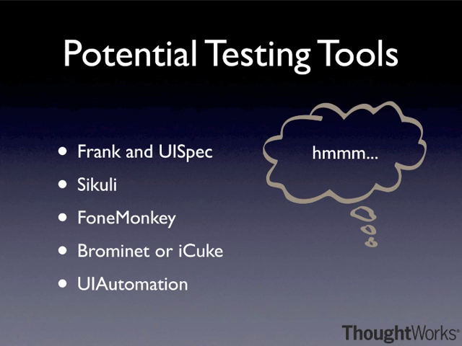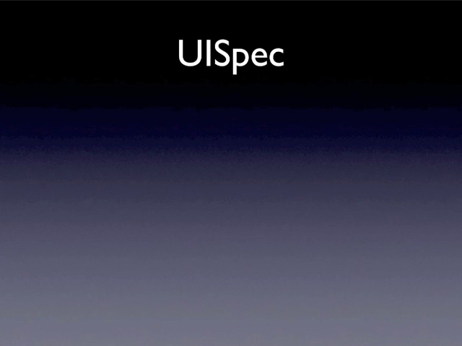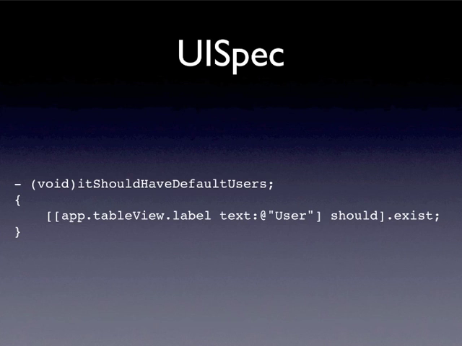So UI Spec, I think, shows a bit of promise. It's sort of inspired by RSpec and the kind of BDD stuff. And it's in Objective-C, and it's a way of sort of trying to drive your app from a suite within Objective-C. And so, just so we actually have some code in my talk, I didn't want to dumb it down too much. I guess this is a sample test that you could have in UI Spec.